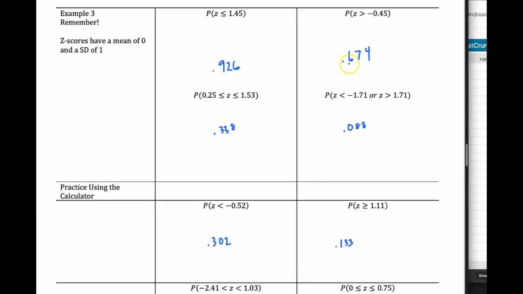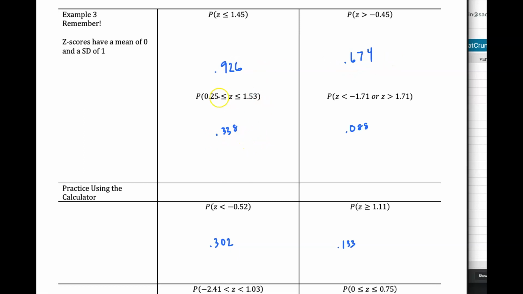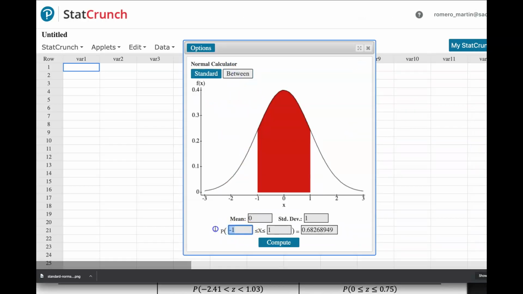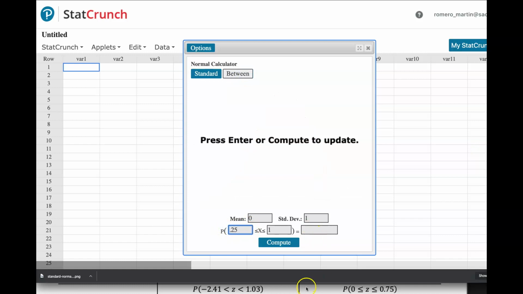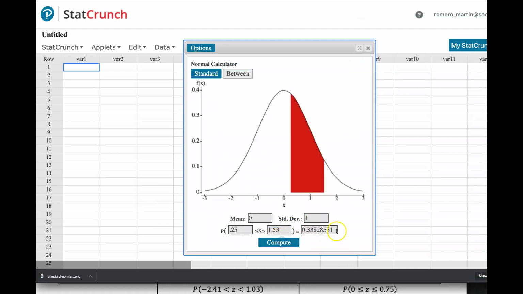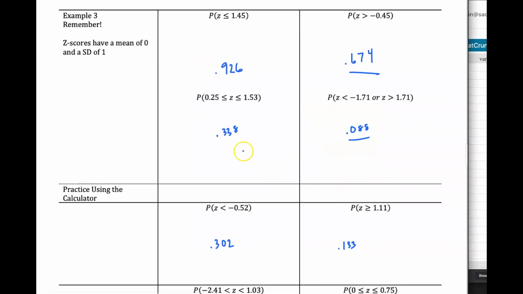And then you get these other ones the same way. How about between 0.25 and 1.53? You want to practice that to see if you can match those values. I'll show you this one here. There's a between, 0.25 and 1.53, and compute, and there you go. Again, there's your red part, and you can see that red part represents the proportion, 33.8%, which matches what I got here.